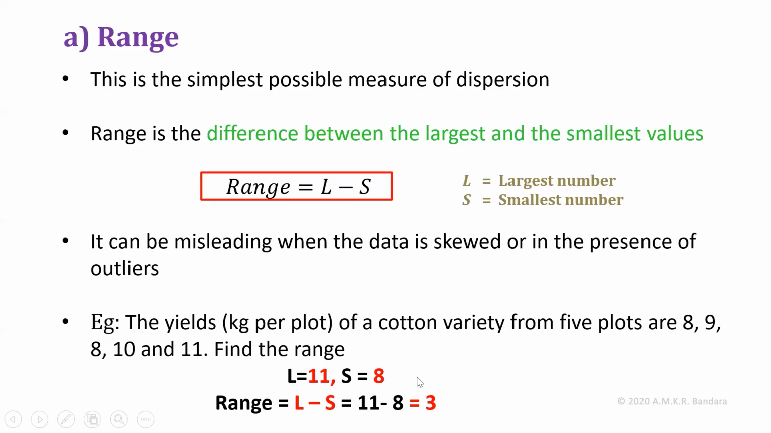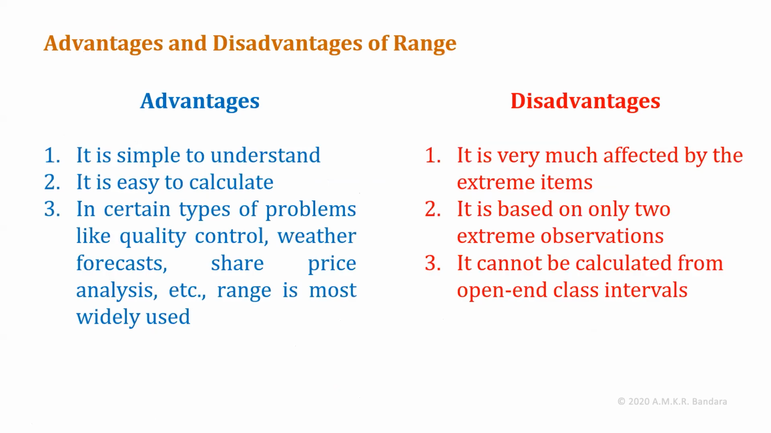It is easy to calculate, but to this measure, other observations will not contribute. Only extreme values, that is the lowest and highest value, will determine the range, not the majority of the observations in the data set. So it does not have good statistical properties, but this is used frequently when reporting the result. So it is simple to understand and easy to calculate.